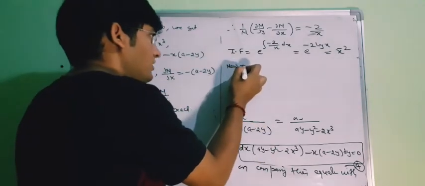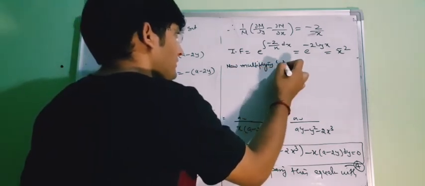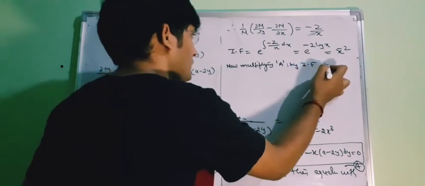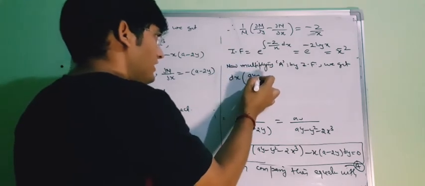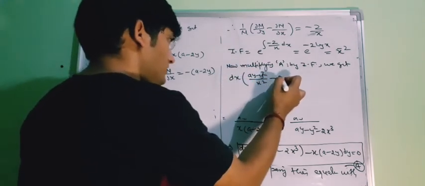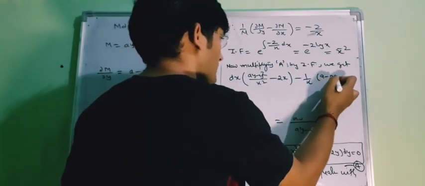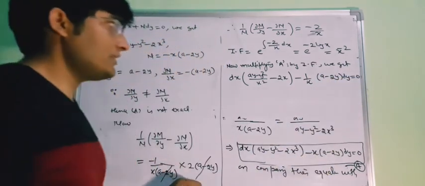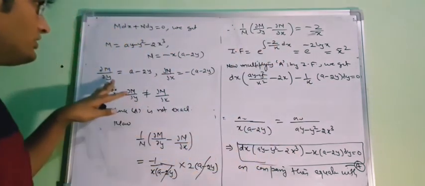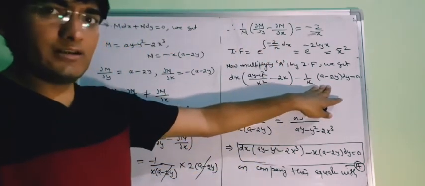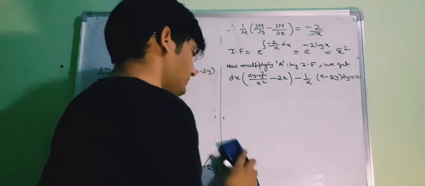Now multiplying A by the integrating factor, we get (ay minus y square) upon x square, then minus 2x, then minus 1 upon x, (a minus 2y) dy equal to 0. Now you can see that your M is this term and your N is this one. Now if you take del M upon del y and del N upon del x, then you will see that both are equal to each other. So here you can see that this equation number B is exact.